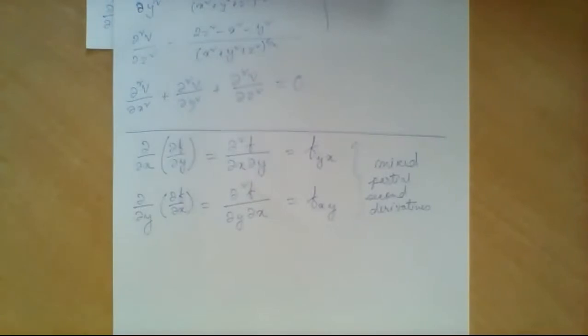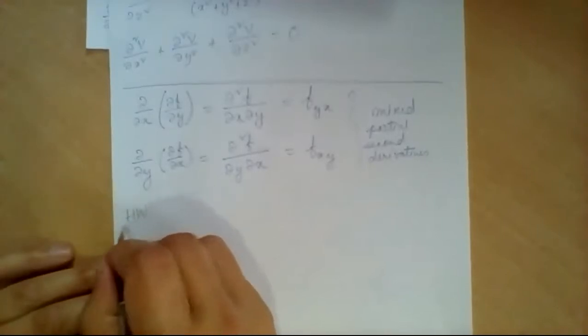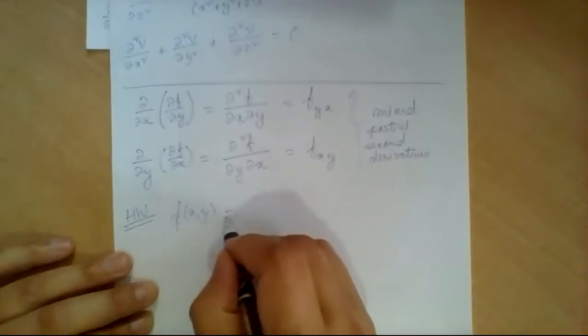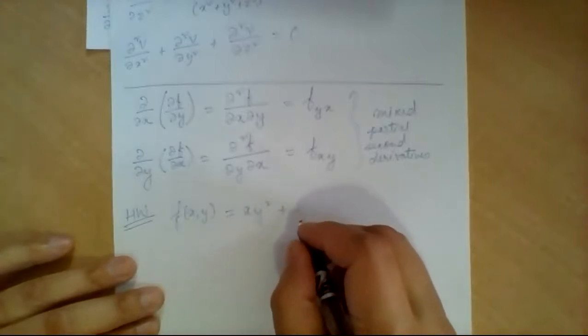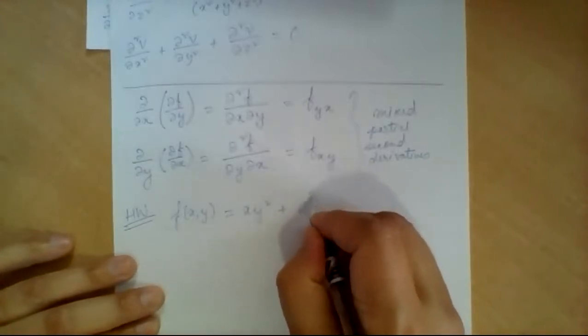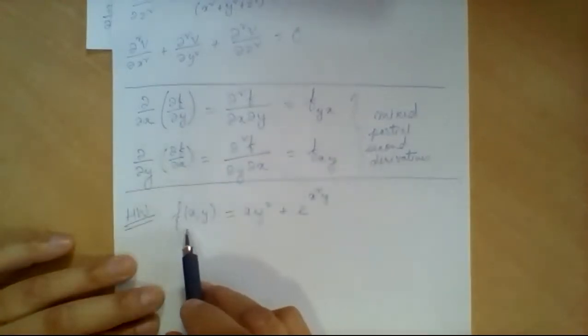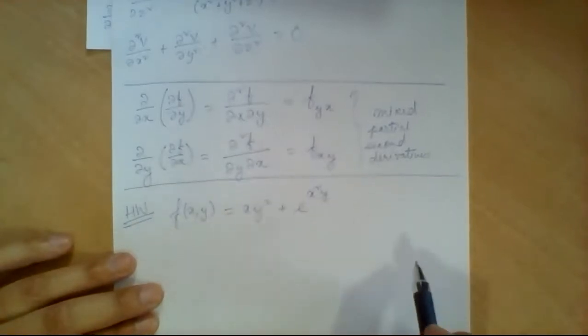I'll give you one homework. I'll give you a function. This function f of x and y is equal to x y square plus e to the power x square y. The function is f of xy equal to xy square plus e to the power x square y.